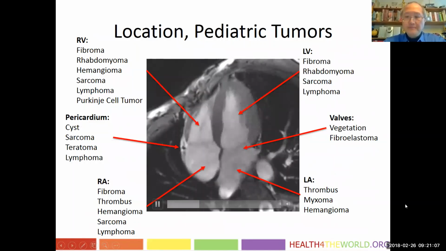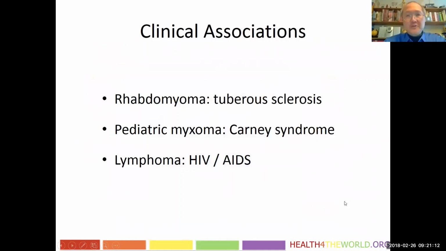Now, there are a couple of tumors that have syndromic associations. So if you know the syndrome is going on, it's probably a good bet that you might have cardiac involvement. The common one that we all think about is tuberous sclerosis, and the cardiac involvement will be rhabdomyomas, multiple rhabdomyomas at birth.